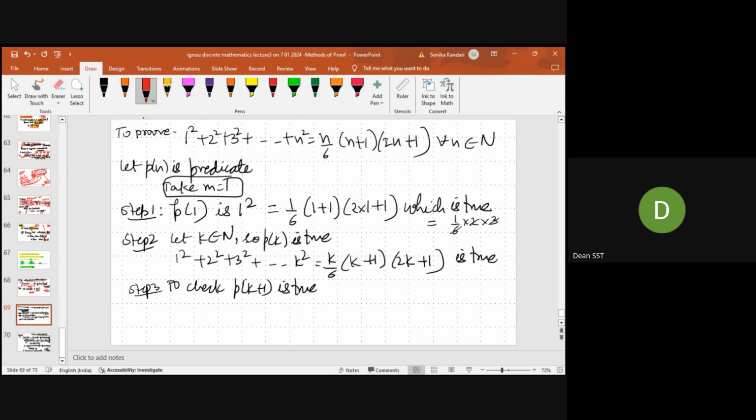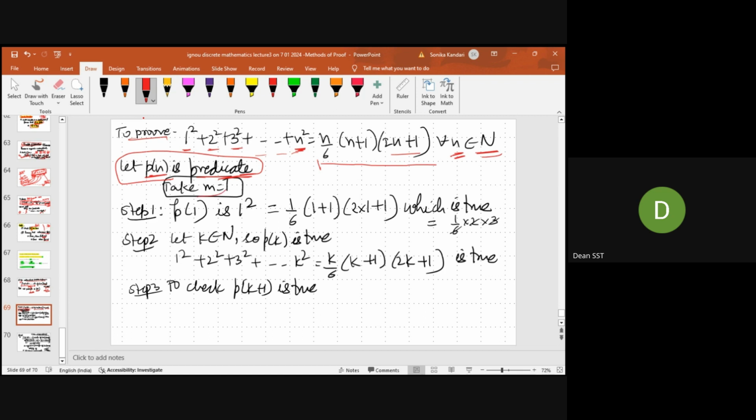It means we have to prove 1 square plus 2 square plus 3 square up to n square is equal to n by 6 into n plus 1 into 2n plus 1 for all n belonging to the set of natural numbers. Fine. Let us take Pn as our predicate.